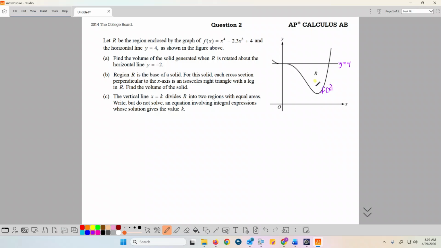Awesome. Now, find the volume of the solid that's generated when R is rotated about the horizontal line y equals -2. So where is that? Let's just say -2 is down here. I'm going to spin this thing around, and as this graph spins around and around, what's going to happen? It's going to create a washer method. So what are those pieces?